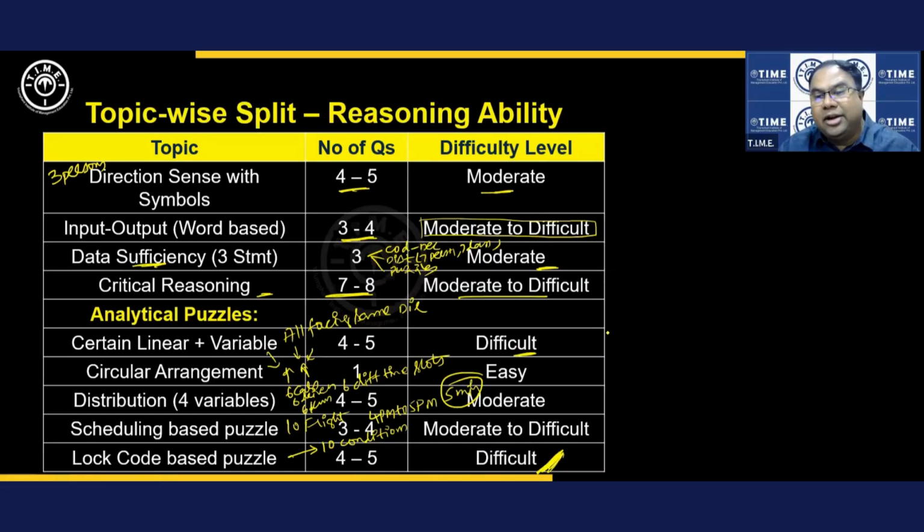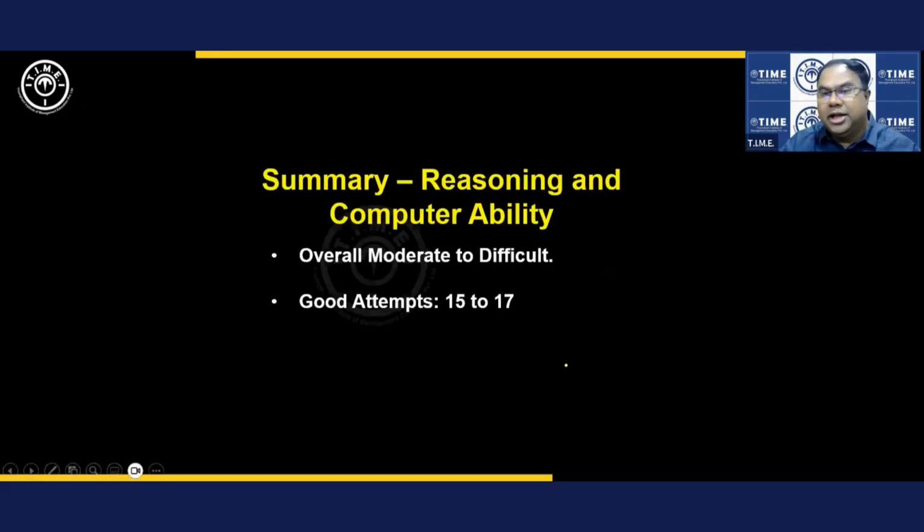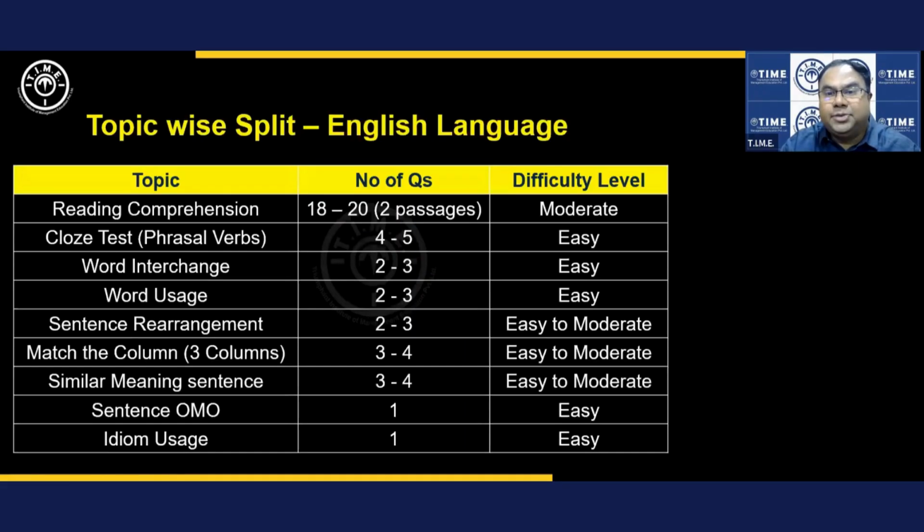Overall, puzzles we can classify as moderate to difficult. So in the given time, a good student with good preparation could have solved about 15 to 17 questions. Overall, we can call it a moderate to difficult section. Next one, English language.